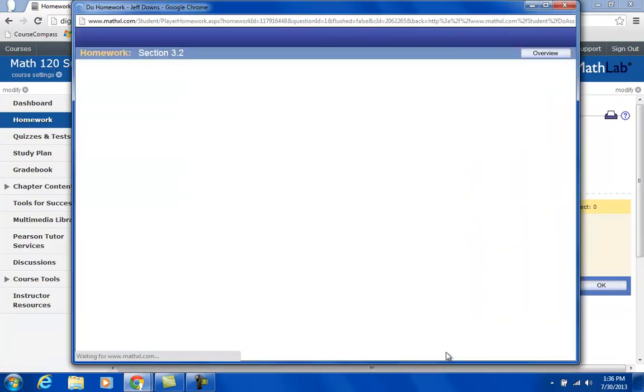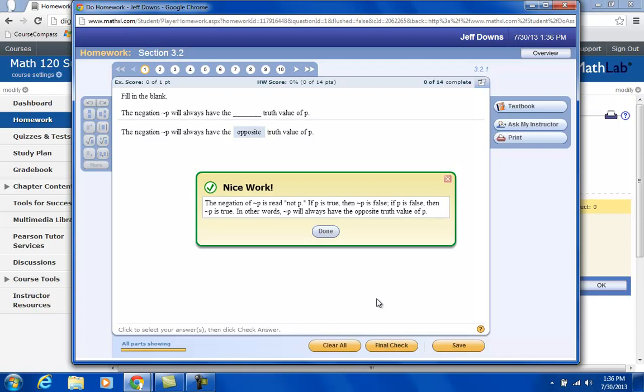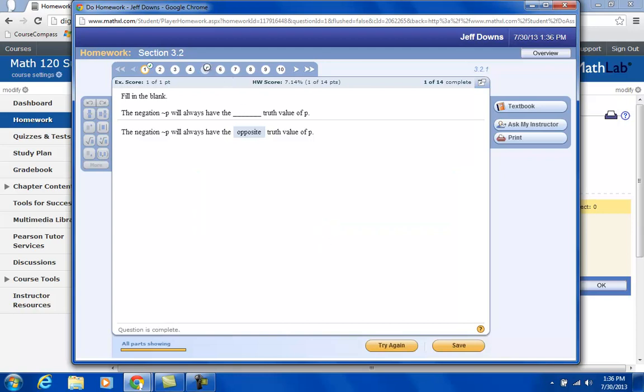Okay, let's try number 1, start there. Okay, fill in the blank. The negation, not P, will always have the blank truth value of P. So if P is true, its negation will be false. If P is false, the negation will be true. So it'll always have the opposite of P. Okay. Let's try another one.